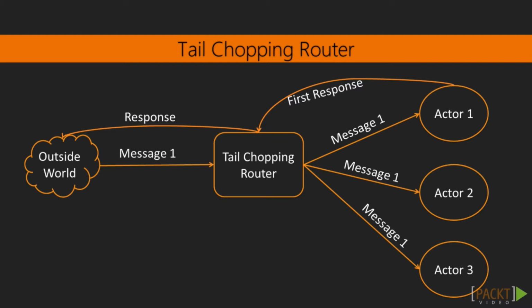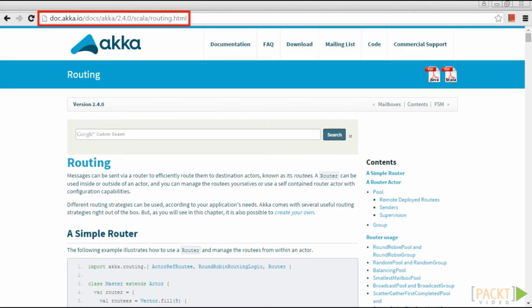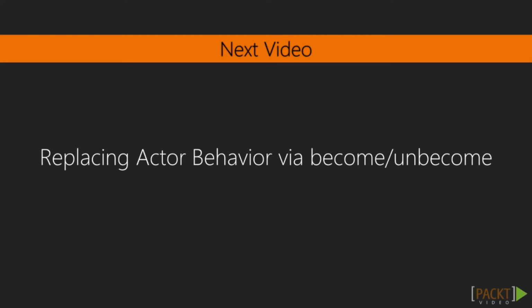To summarize, we discussed routing strategies in Akka, and we implemented random router. You can learn more about routing right here. See you in the next video: Replace actor behavior via become, unbecome. Join me there.